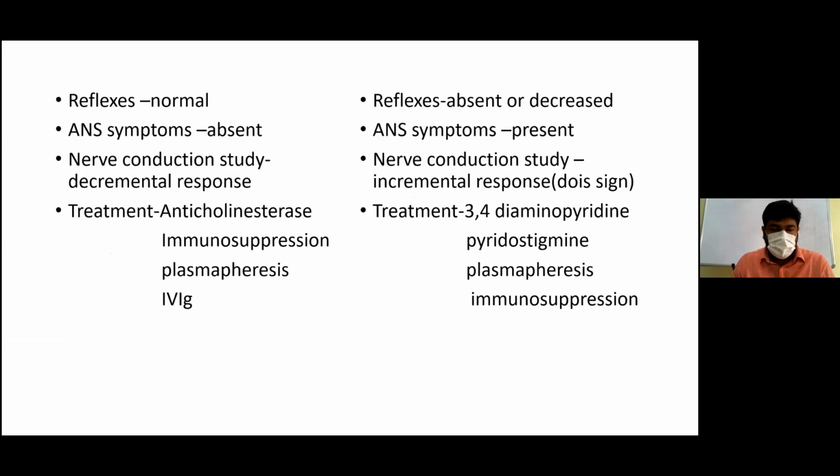The reflexes are preserved in myasthenia gravis, whereas reflexes are absent or decreased in Lambert-Eaton myasthenic syndrome. ANS symptoms are absent in myasthenia gravis and present in Lambert-Eaton myasthenic syndrome. Nerve conduction study shows a decremental response in myasthenia gravis, whereas it shows an incremental response in Lambert-Eaton myasthenic syndrome. This is called Doyle's sign. Treatment includes anticholinesterases, immunosuppression, plasmapheresis, IVIG for myasthenia gravis. Treatment of Lambert-Eaton myasthenic syndrome is 3,4-diaminopyridine, pyridostigmine, plasmapheresis, and immunosuppression.